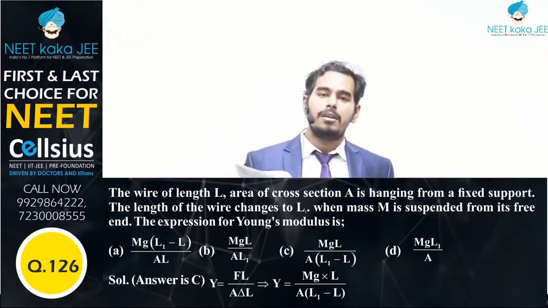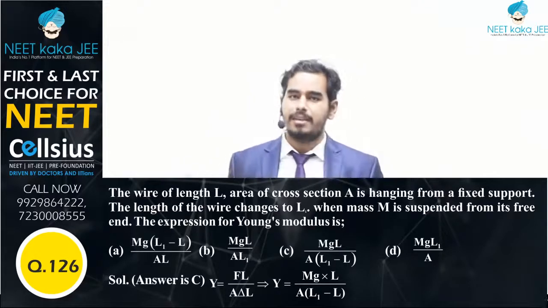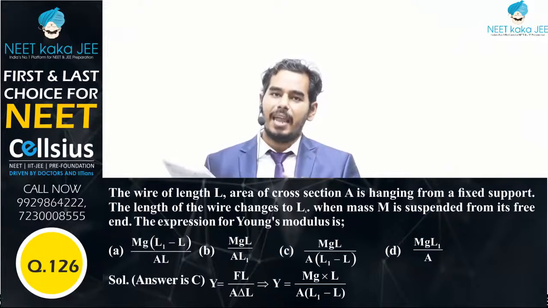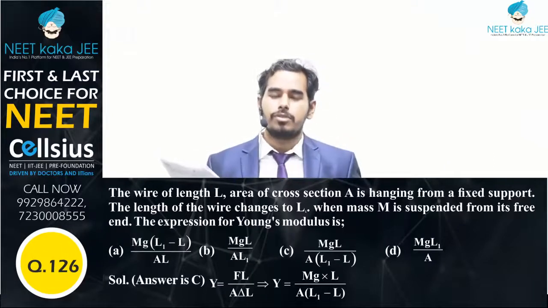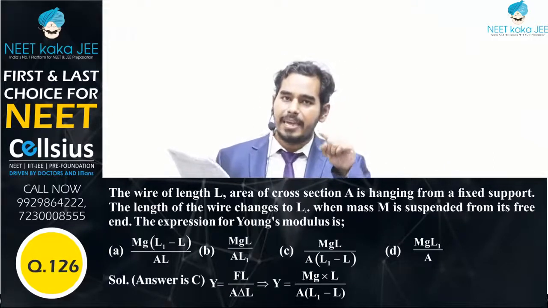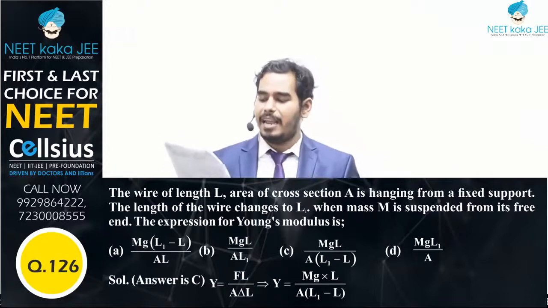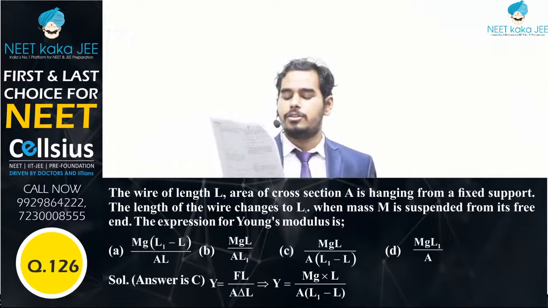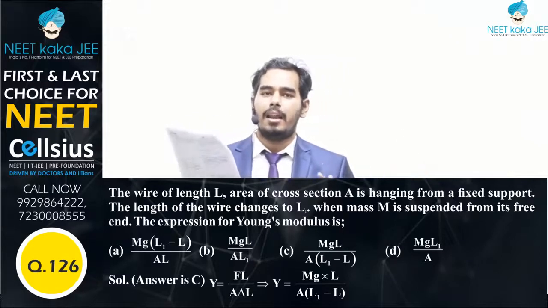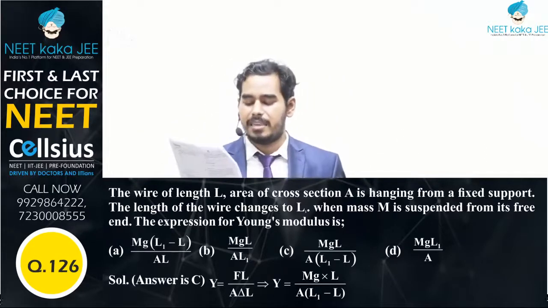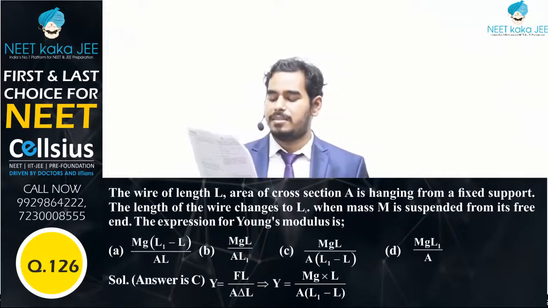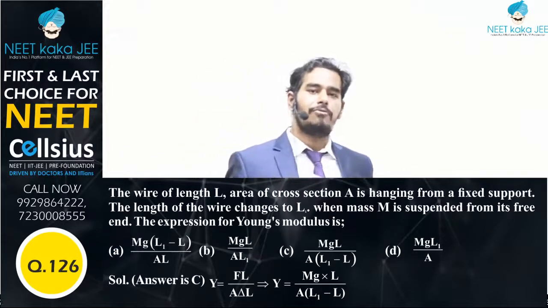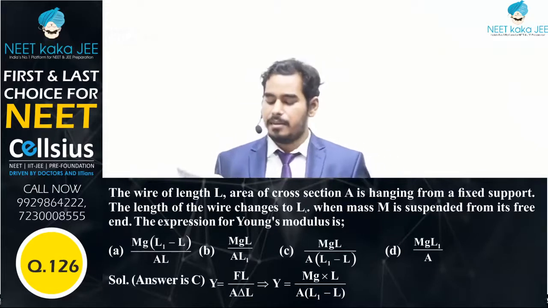Okay, Young's modulus is the ratio of stress to strain. Stress is F by A divided by strain, which is delta L by L. So that L goes into the numerator. So it is F by A into L by delta L, and delta L over here is L1 minus L. So your answer is going to be mg into L upon A into L1 minus L. So your answer is obviously C. Okay, this is as simple as this. A question cannot be easier from this chapter than this particular question.